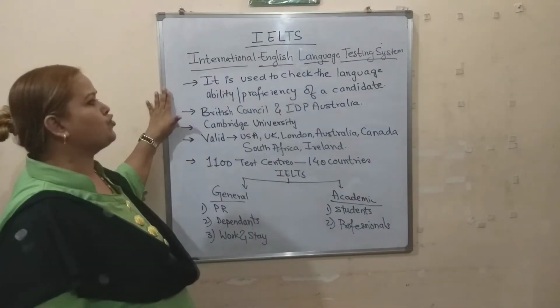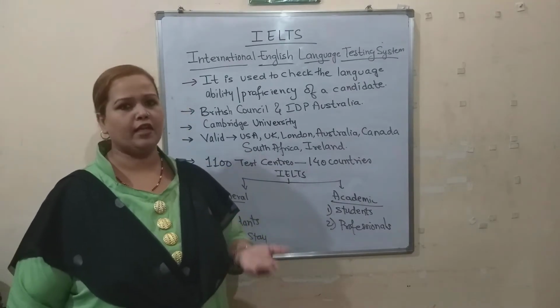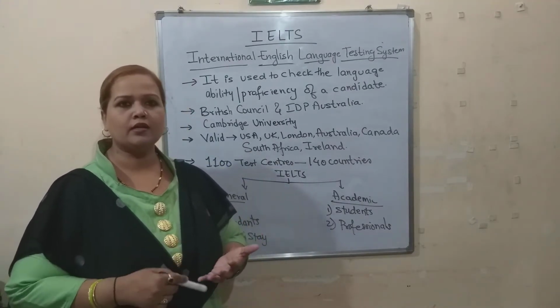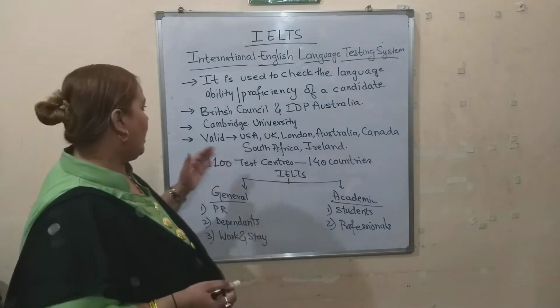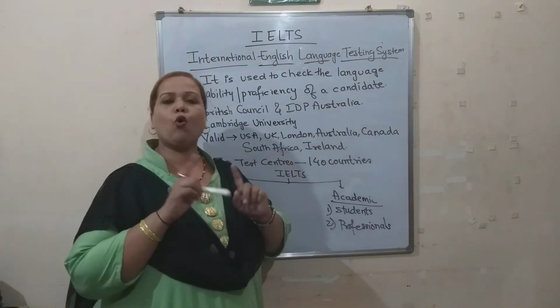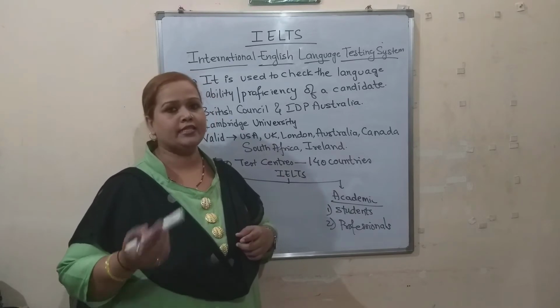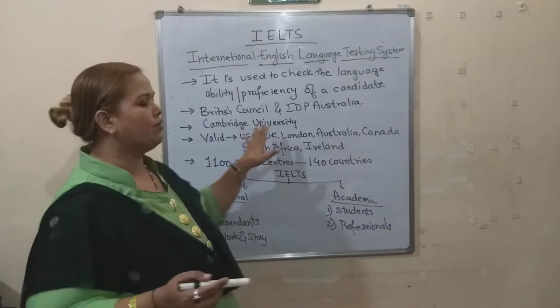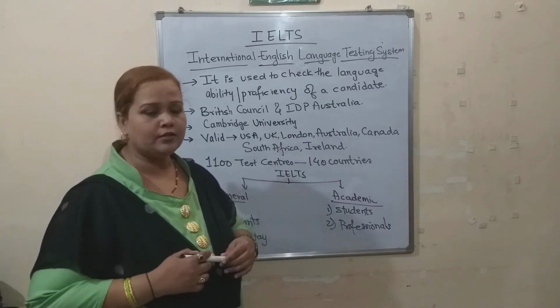It is used to check the language ability or proficiency of a candidate who needs to work, stay, as well as who wants to study abroad. Now, British Council and IDP Australia are the co-partners for the IELTS, and the candidate gets his exam papers from Cambridge University. It is one of the well-known universities in the world.